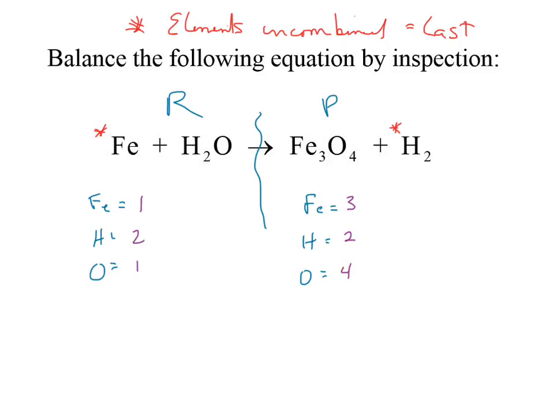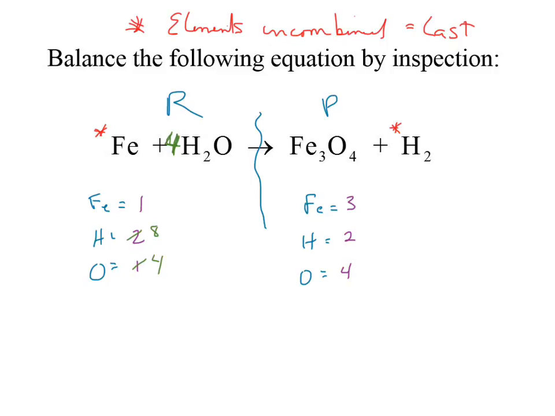So let's fix the oxygens first, shall we? It looks like I have 4 oxygens on the product side. How do I get 4 oxygens on the reactant side? Yep, you guys are right. Put a 4 there. And if I put a 4 there, now I need to update my hydrogens and oxygens. Here's my update. Now I have 8 hydrogens and 4 oxygens, which is great for my oxygens, not so great for my hydrogens.